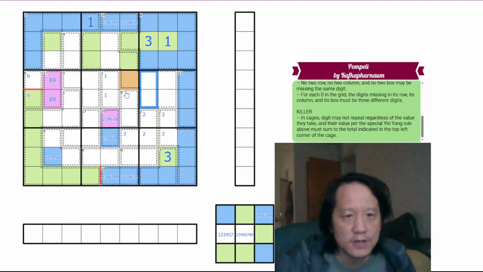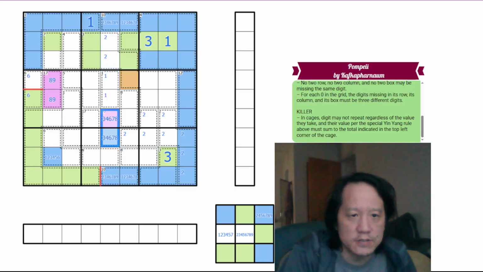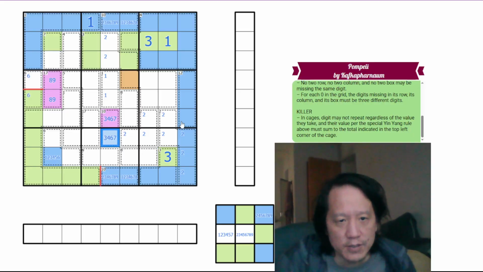Okay, so 1 cannot be here. This has to have a 2 here. So this cannot be 2 and 8. Couldn't be 2 and 8 because anyways 2 can't be here. So we had to have a 2 here and a 2 here.